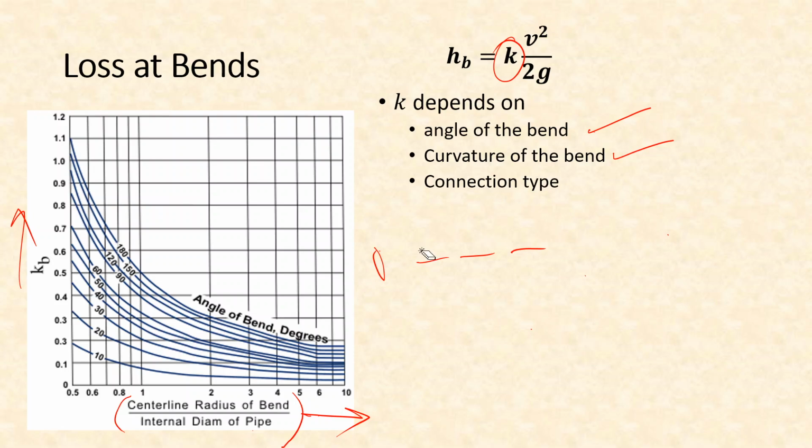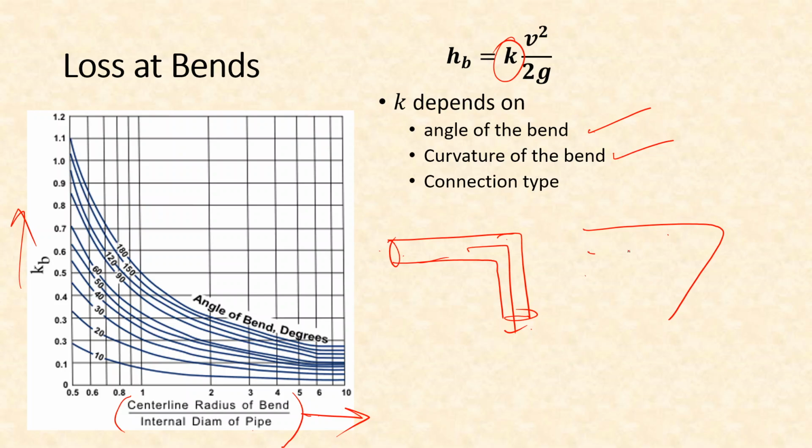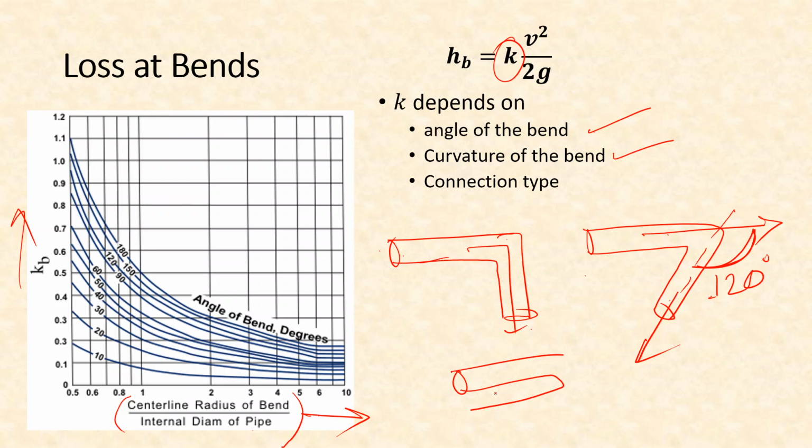and we can increase this angle by 90 degree to 90 degree like this, and even greater than 90 degree, means this was the original direction and this is the new direction. That means the change in angle is this much, suppose 120 degree or something, which is greater than 90 degree. We can also have 180 degree bends like this.